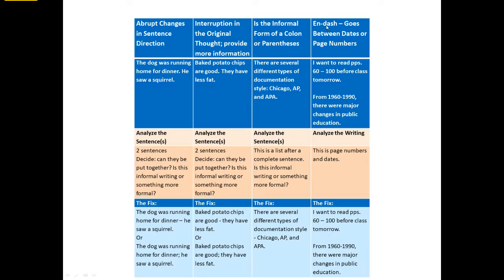We also have the en dash, and it goes between the dates or page numbers. For example, I want to read pages 60 through 100 before class tomorrow. Or, from 1960 to 1990, comma, there were major changes in public education. Analyze the writing. These are page numbers and dates. I want to read pages 60-100 before class tomorrow. From 1960-1990, there were major changes in public education.